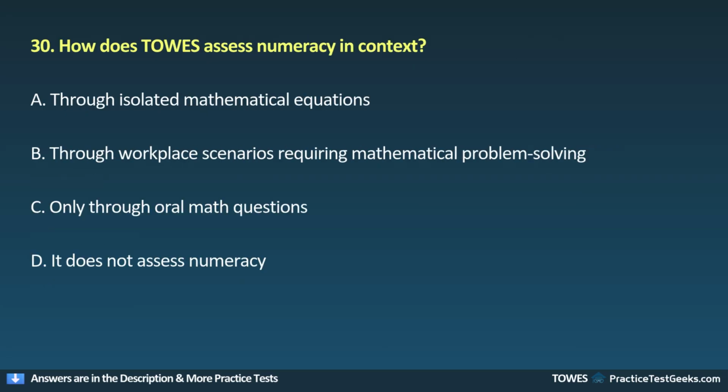30. How does TOWES assess numeracy in context? A. Through isolated mathematical equations. B. Through workplace scenarios requiring mathematical problem solving. C. Only through oral math questions. D. It does not assess numeracy.